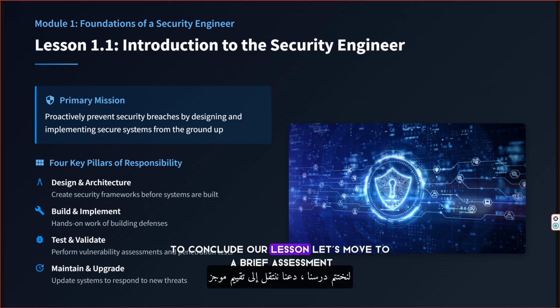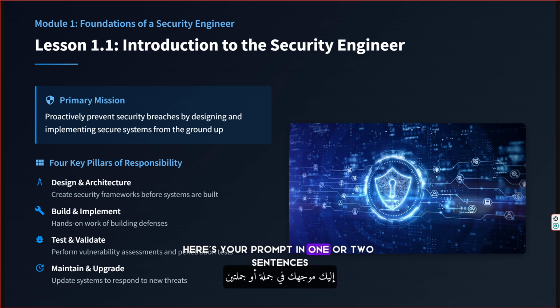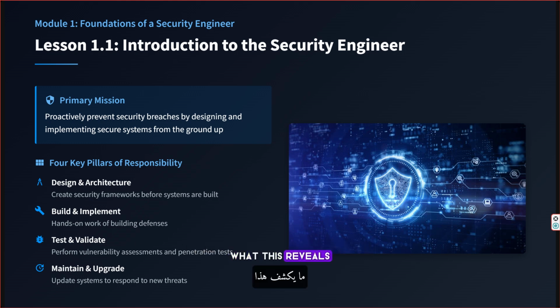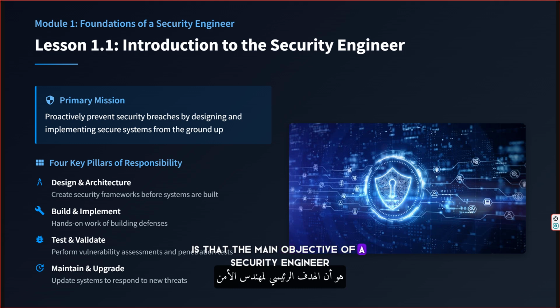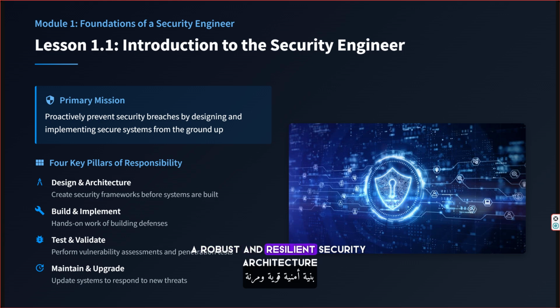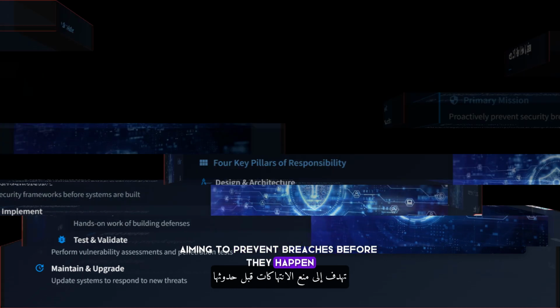To conclude our lesson, let's move to a brief assessment. To really crystallize this concept, here's a prompt to consider. In 1 or 2 sentences, describe the main objective of a security engineer. What this reveals is that the main objective of a security engineer is to protect an organization's data and systems by designing, building, and maintaining a robust and resilient security architecture, aiming to prevent breaches before they happen.